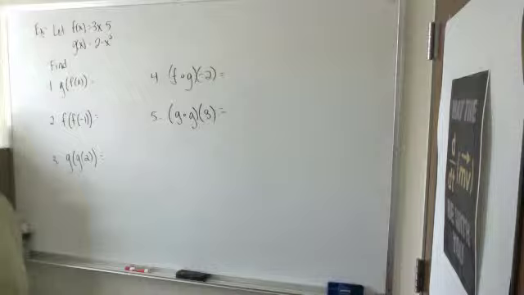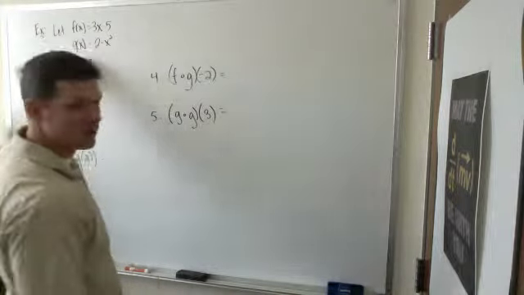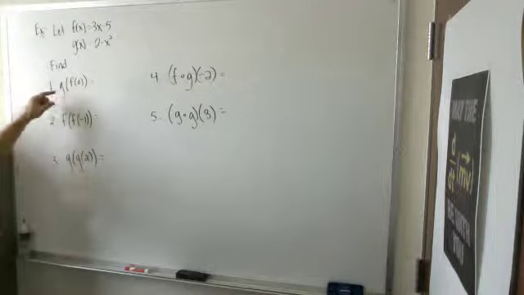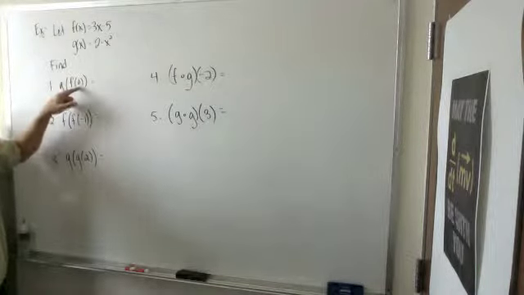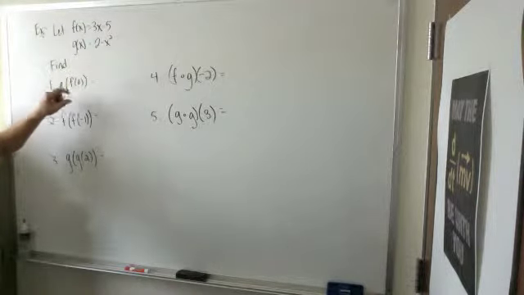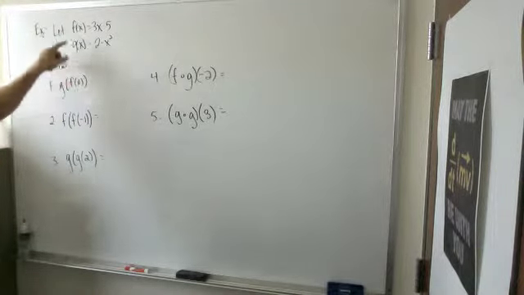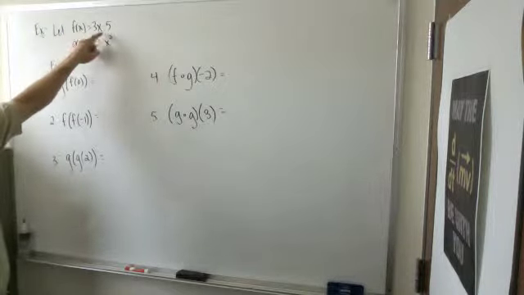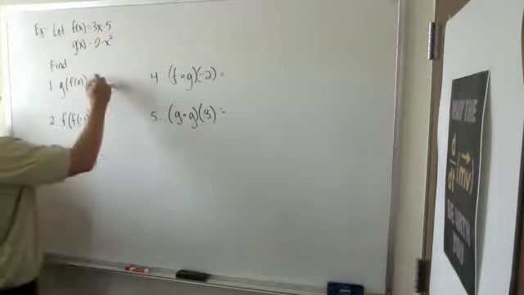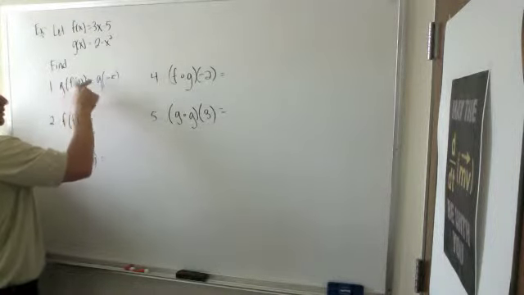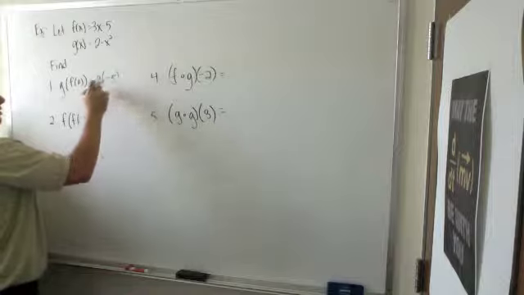Now, given f of x equals 3x minus 5, and g of x equals 2 minus x squared, I want to find the following. First one is I want to find g of f of 0. Well, what is g of f of 0? The first thing you do is the inside, the parentheses first. What is f of 0? Well, f of 0 equals 3 times 0 minus 5, which is 0 minus 5, that's negative 5. So really I'm looking for g of negative 5 because f of 0 is negative 5. And then what's g of negative 5?